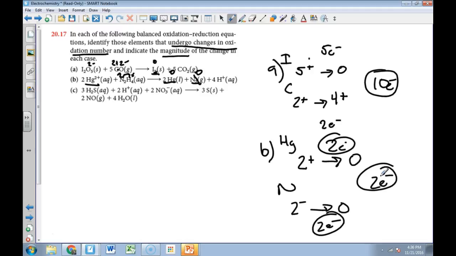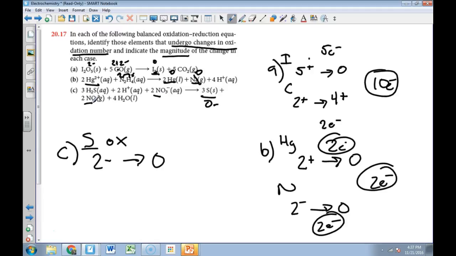Okay, next. So this is a 0. Over here, for part C, let's start with sulfur. I always look for the elements, because the elements always are 0. And so this sulfur is a 2 minus going to a 0. So that thing is being oxidized. Now the thing that's being reduced, I can probably guess, is going to be the nitrogen.